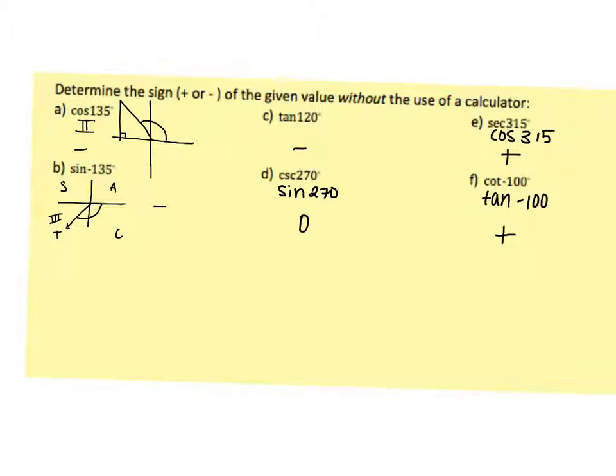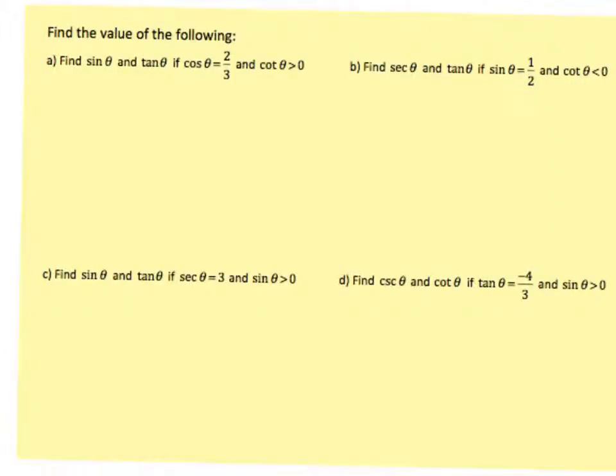I have one more thing for you on the first page. Alright, so here's again why it's important for us to know what quadrant we're in, because we're going to be given problems like this and we want to find a couple trig functions. So A just says find the sine and tangent if cosine theta equals 2/3 and cotangent is greater than 0. So we're not finding all 6 trig functions, but we're just given a little bit of information to find just 2 of them. Okay, so I'm just going to do one example, and again I'll do the rest of them for you to check your work.